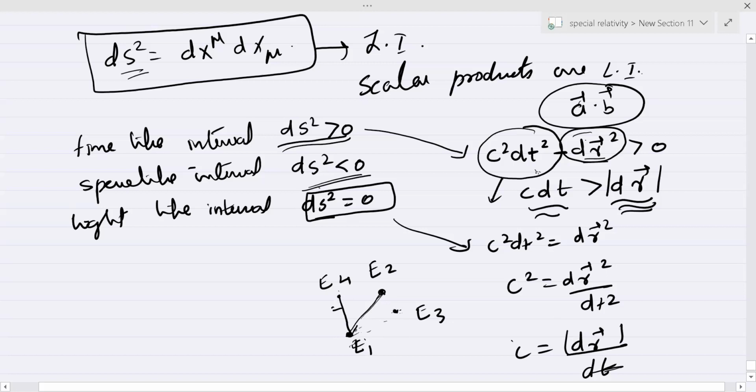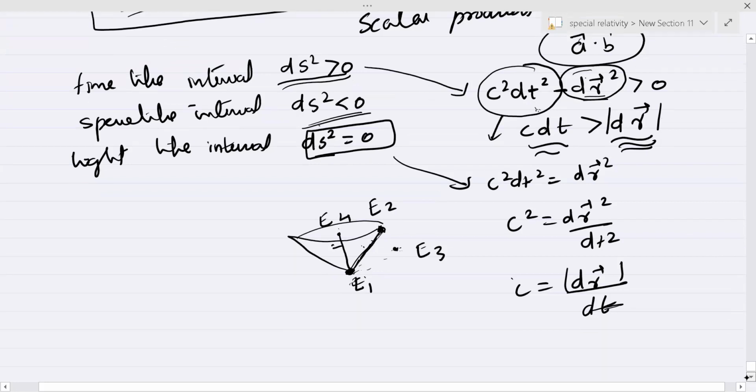This is the maximum speed that you can travel from E1. The inclination of the world line cannot exceed this, because the inclination of the world line tells you what the speed is, and you cannot exceed the speed of light. So there's no way you can reach E3 from E1. We can complete this, and we call it the light cone. Events inside the light cone are time-like separated from E1. Events outside the light cone are space-like separated, and events on the light cone, on these lines, are called light-like separated.